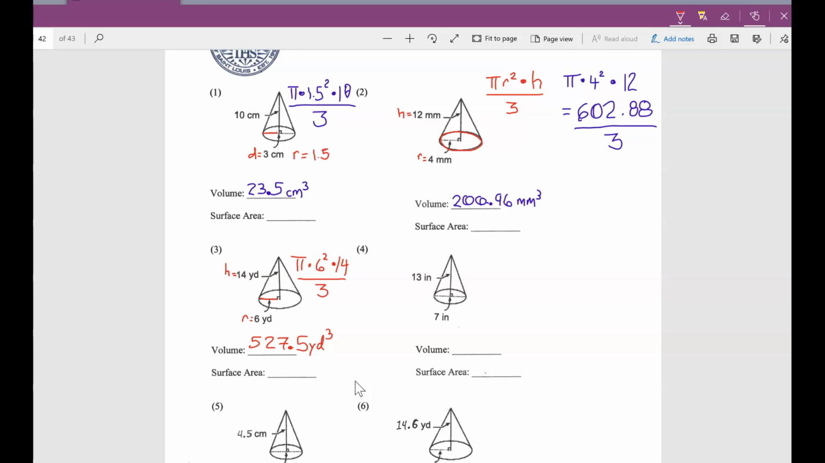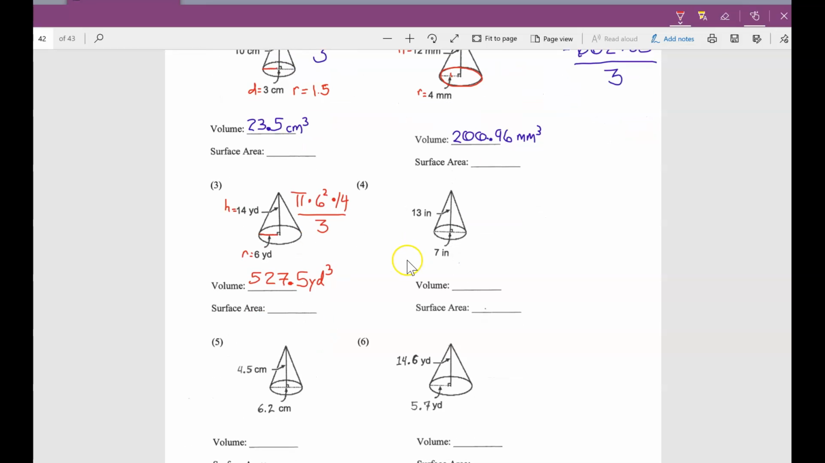So your cone formula is just your cylinder formula divided by 3. Pi times radius squared, that gives you the area of the circle on the bottom. Multiply that by your height, and then since this is a cone, we divide by 3.